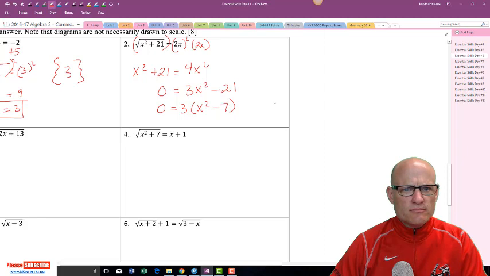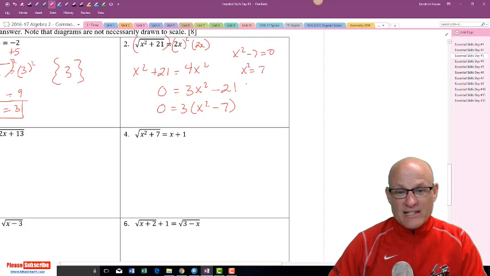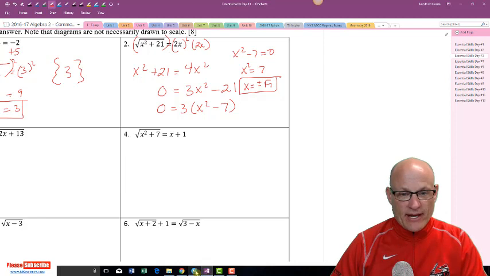That's weird. I'm going to set this equal to 0. I get x squared minus 7 equals 0. X squared is equal to 7. Take the square root of both sides, and I get x equals plus or minus the square root of 7. I have a hard time believing that's right, so I'm definitely checking that one.